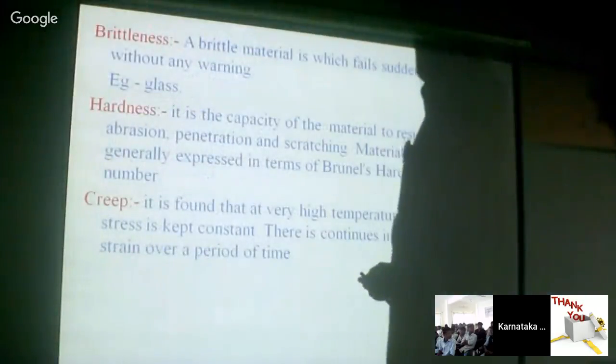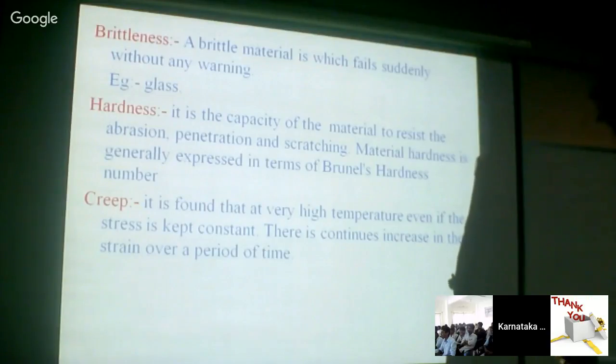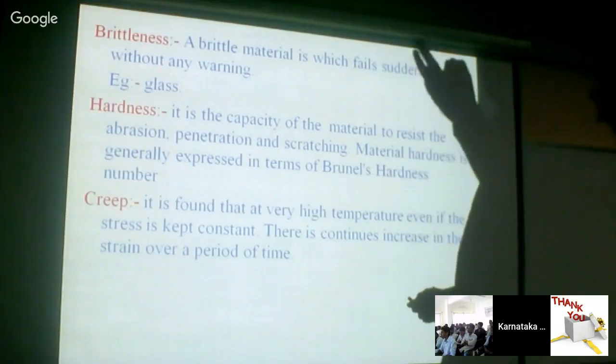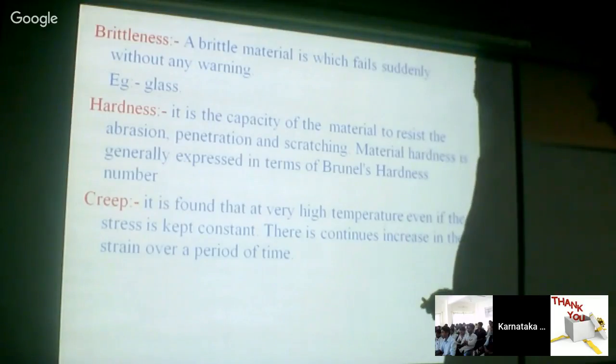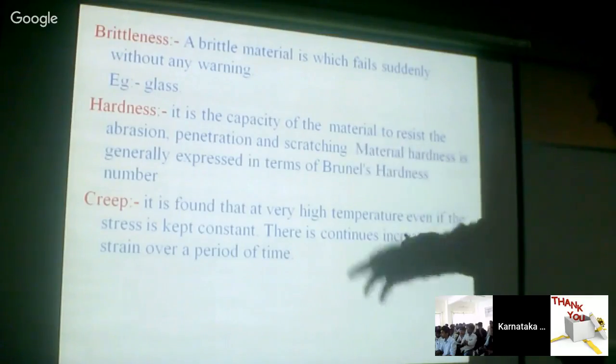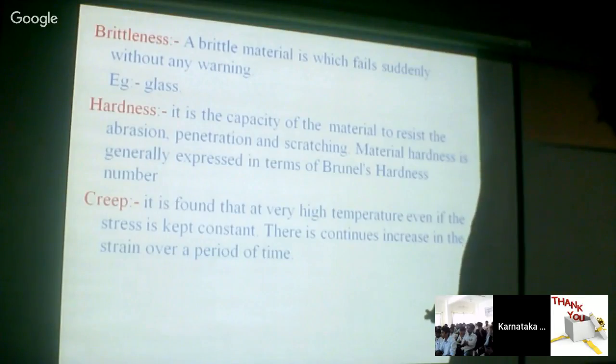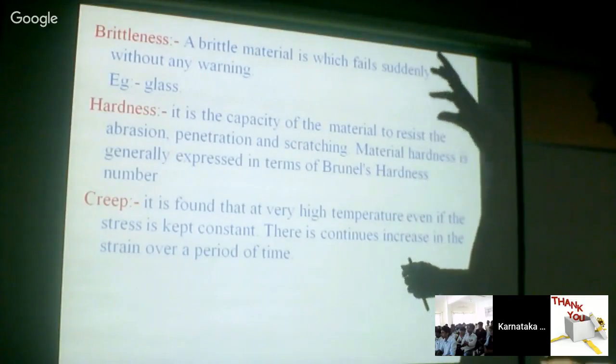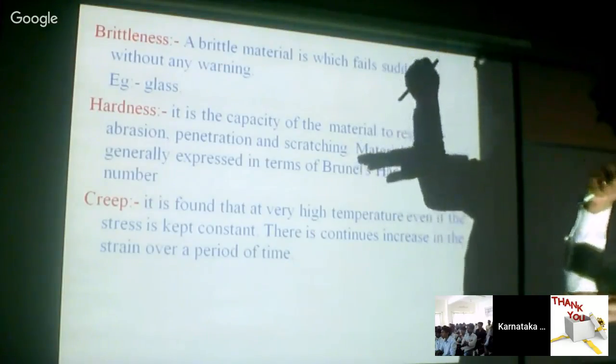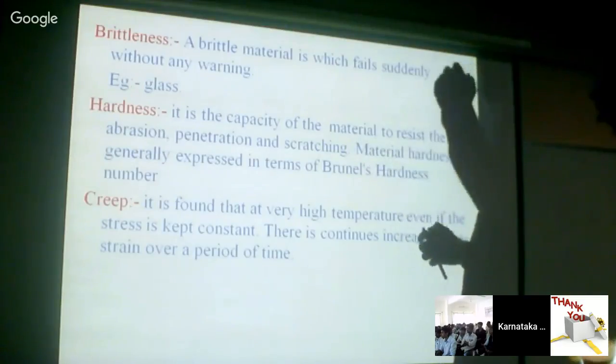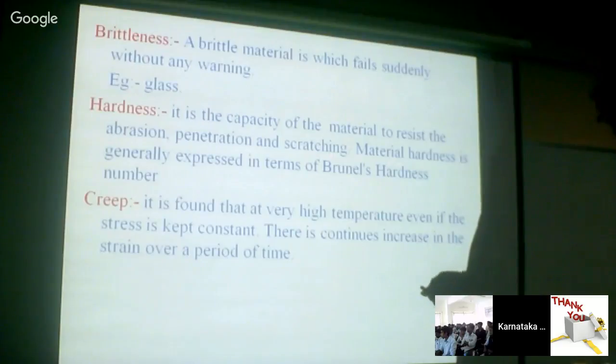Then brittleness. A brittle material is one which fails suddenly without any warning for small loads. For example, glass. A small force is applied, then it will break. Isn't it? A brittle material fails suddenly without any warning. There is a sudden break in the material. That is brittleness. Hardness is the capacity of the material to resist abrasion, penetration, and scratching. It is the resistance against those things. That nature is called hardness of the material.